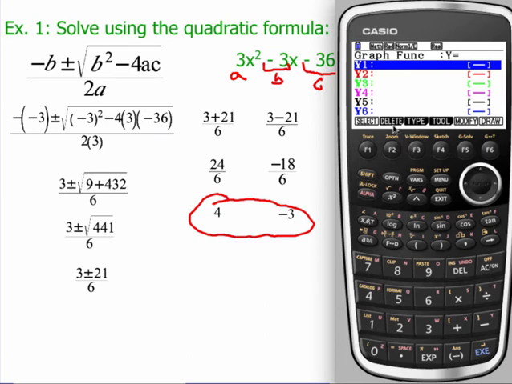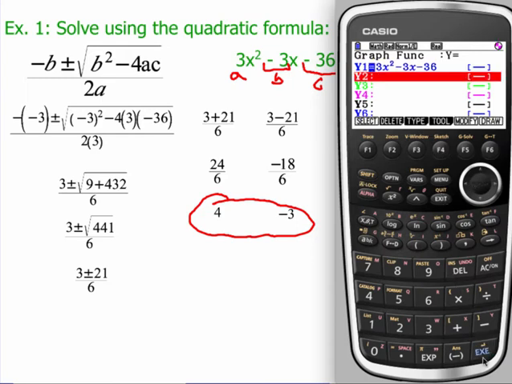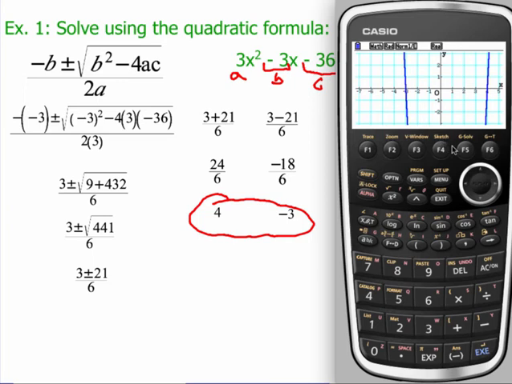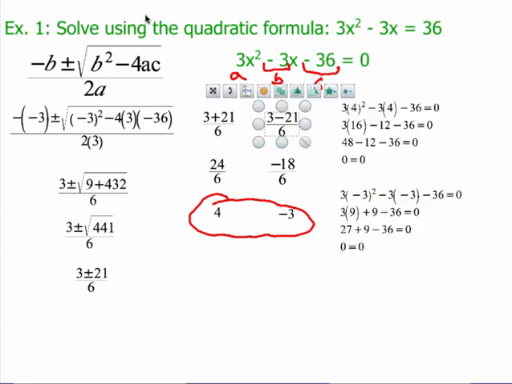So if I go ahead and put my equation here, 3x squared minus 3x minus 36, and I graph this, we can see that I have roots at negative 3 and positive 4. So there we go. That's all we have to do, is we simply plug the numbers into this formula, negative b plus or minus the square root of b squared minus 4ac all over 2a, and just simplify it out. All right, so let's try example number 2.